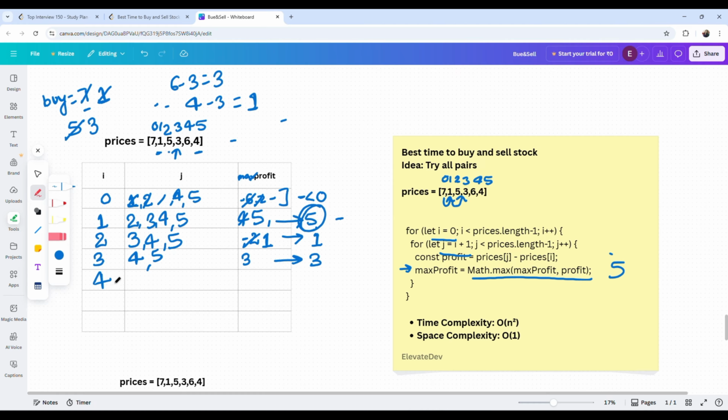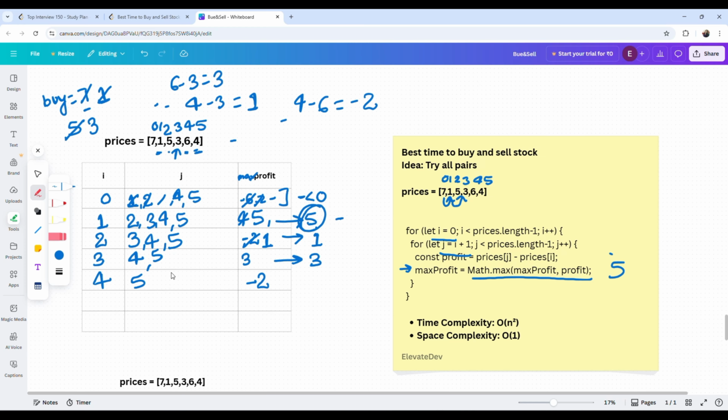So at this point, we are going to just check for the fifth index. At index 4 we have 6 as the value, and at the fifth index we have 4. So clearly 4 minus 6 is minus 2. It is not going to give anything. It is not going to update the maximum profit here. So what profit did we achieve? Minus 2, which is not bigger than 5.